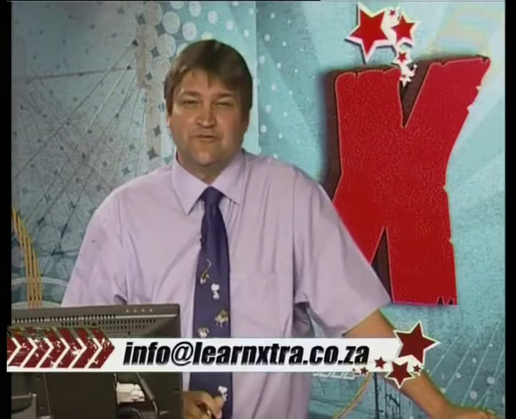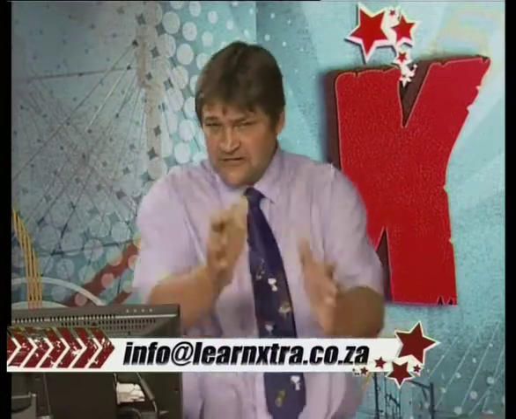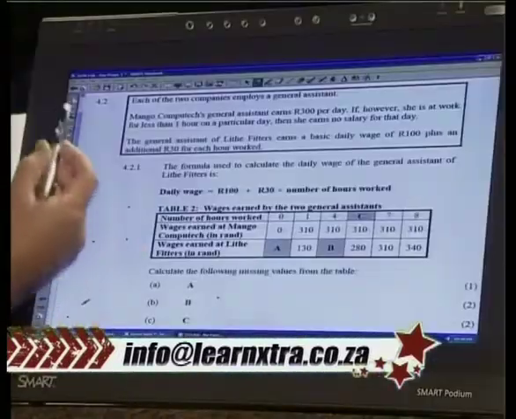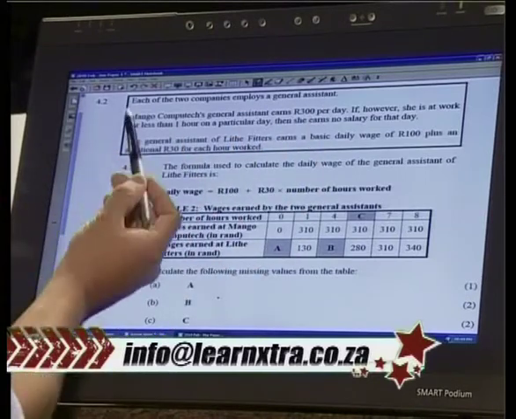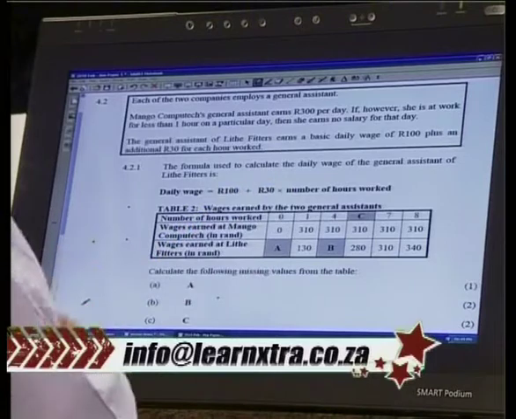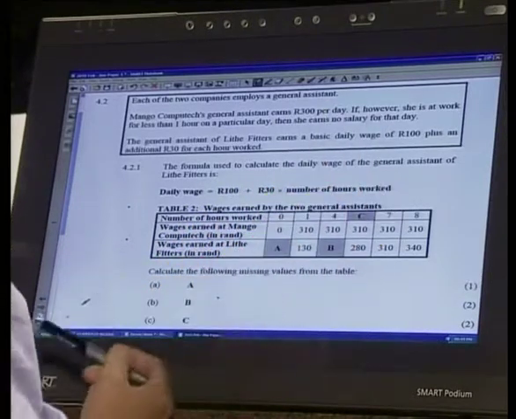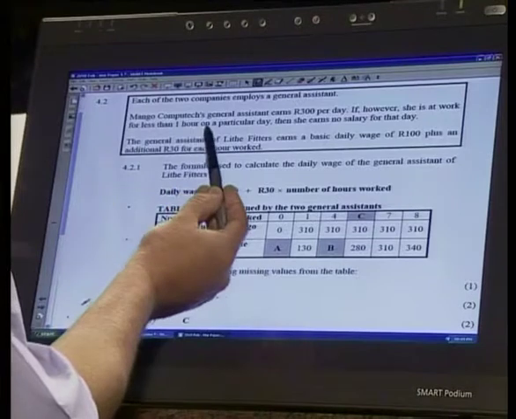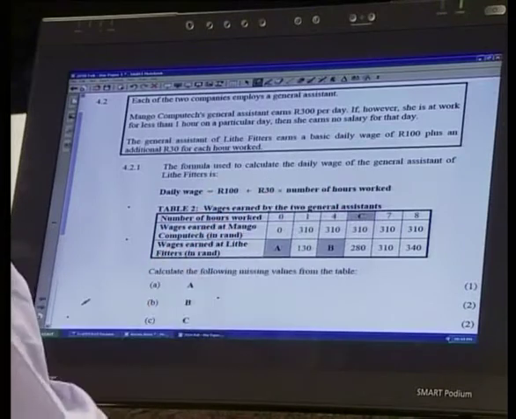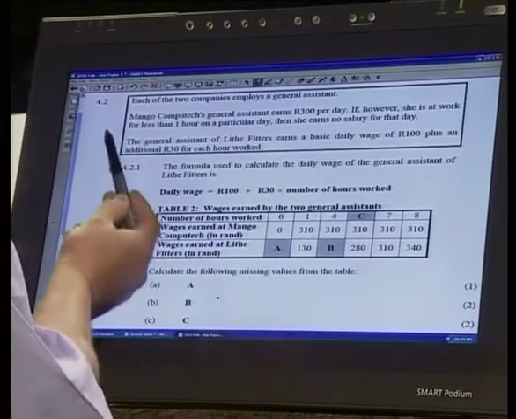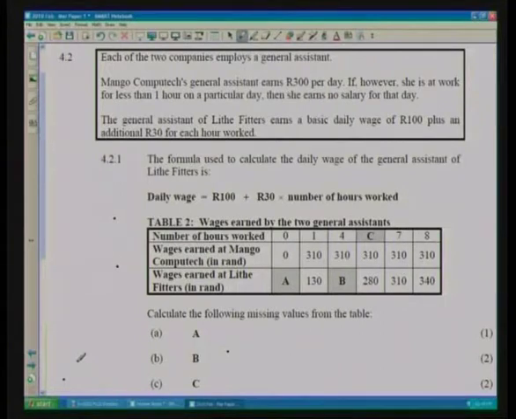But we're going to look at a little bit of graph work. As yet, we haven't touched on graph work, so this should be exciting. Let's have a look. Here's the question. Each of the two companies employs a general assistant. Mango Computech's general assistant earns 300 Rand a day. If, however, she is at work for less than 1 hour on a particular day, then she earns no salary for that day. However, the general assistant of Live Fitters earns a basic daily wage of 100 Rand, plus an additional 30 Rand for each hour worked.